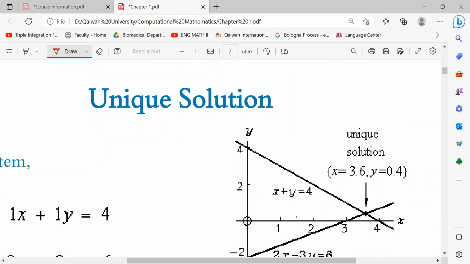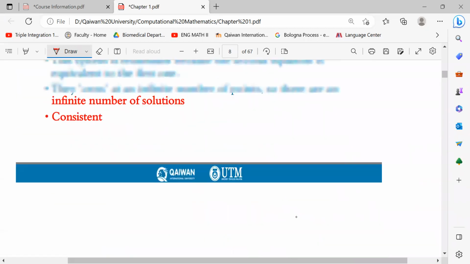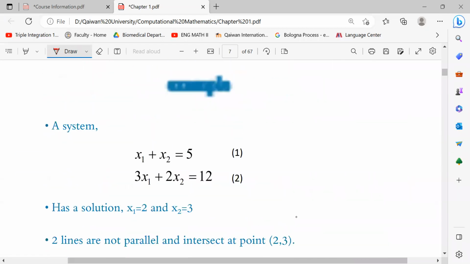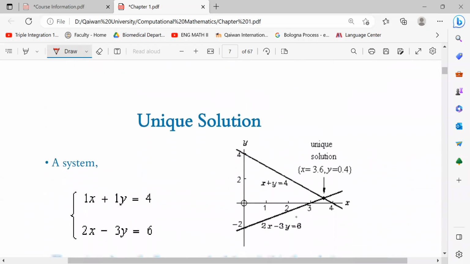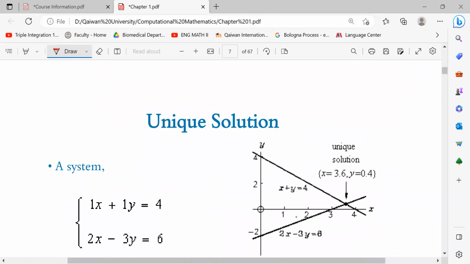For example, look, I think after this example, you'll have an example about that. No, yeah, that's it. Okay, I'll explain later. First, we have unique solution. Unique solution means we have only one solution.